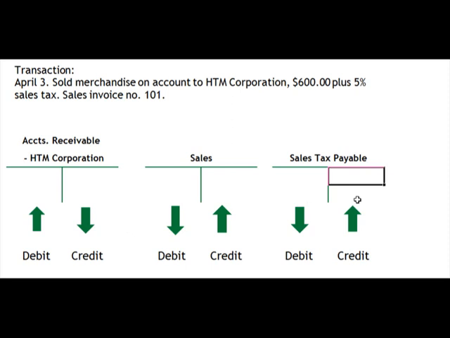Based on the transaction, the company sold merchandise. Since there is a sale of merchandise, there will be an increase in sales. Sales increases on the credit, so the amount of $600 will be on the credit side. As you can notice, there's no amount yet for sales tax payable. Since sales tax payable is not given, we have to compute it.